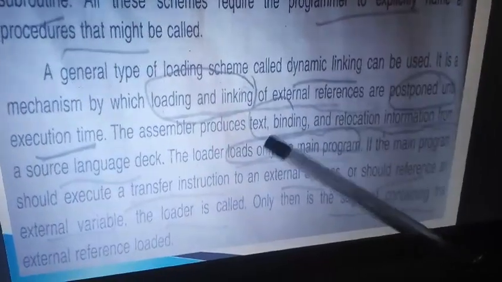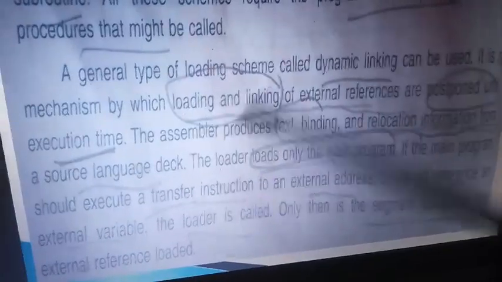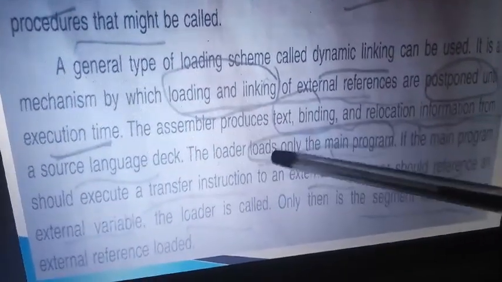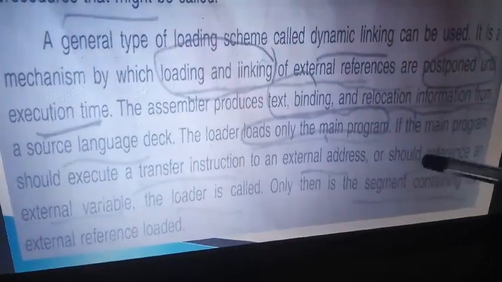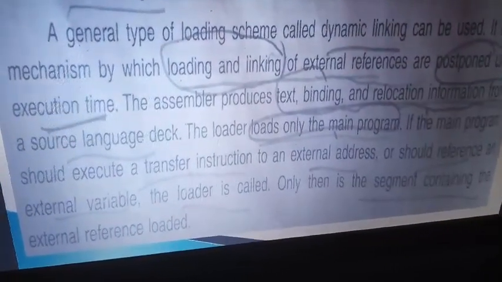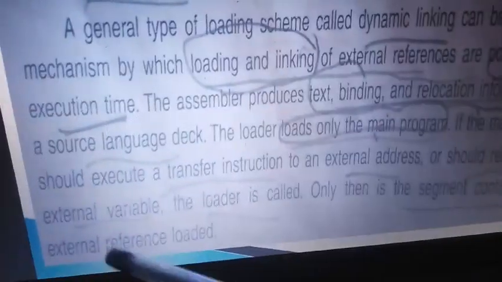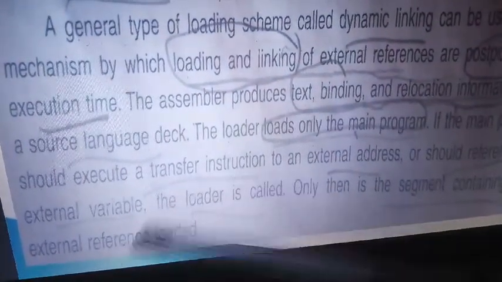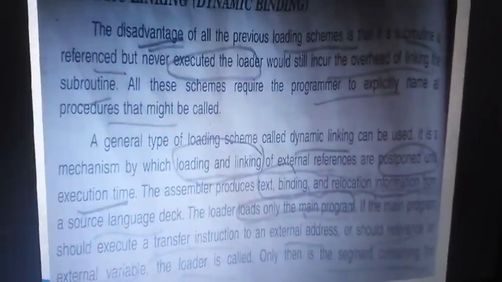Clear? Whatever binding and relocation information your assembler produces will be given to the loader. The loader will start loading the program. It will load only the main program. After loading, if there is any call for an external address, at that time the loader will call that segment, and only when that segment containing the external reference is loaded, the linking will be performed for that external reference. So this is what dynamic linking is.